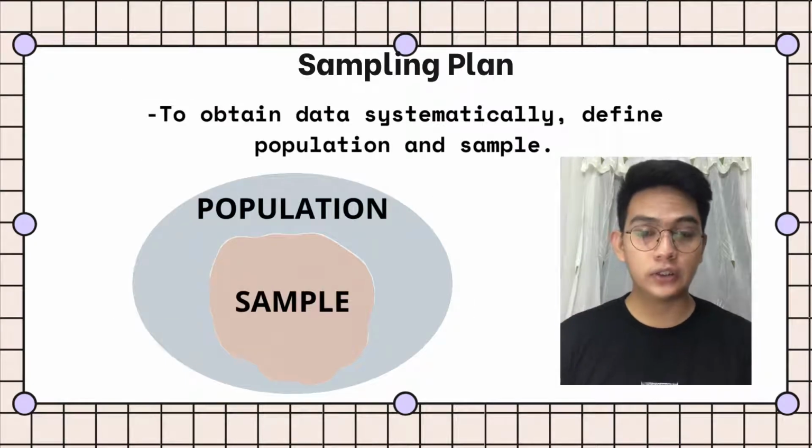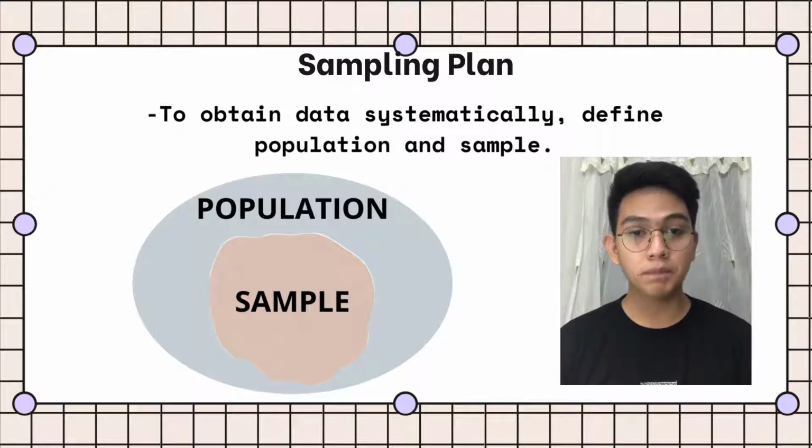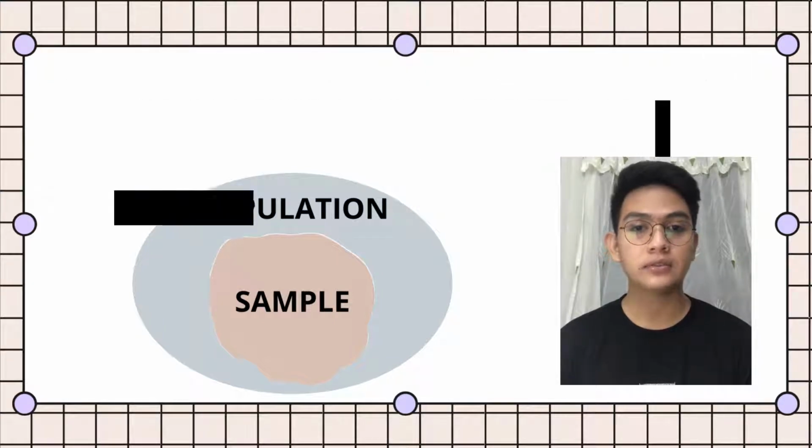So another part of step number 3 is the sampling. Now you may need to develop a sampling plan in order to obtain data more systematically. So this involves defining a population, which is the group that you want to draw conclusions about, and a sample, which is the group that you want to actually collect data from.